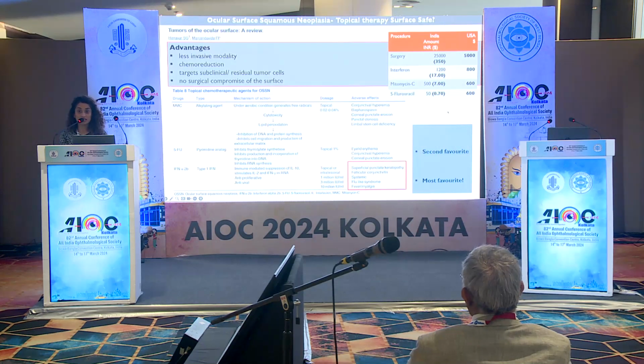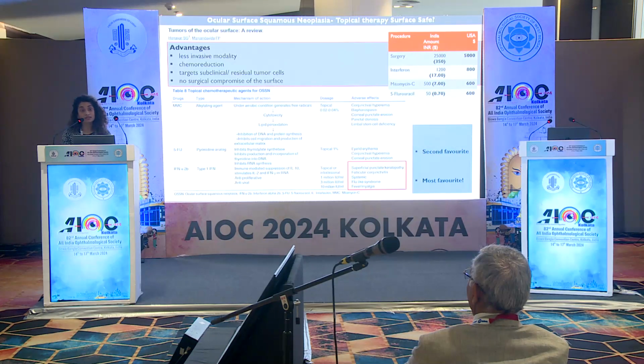It's less than 50 rupees a vial for 5-FU. And interferon comes to around 1,200 rupees in India, but it's slightly more expensive in the United States of America. That's about $17 in Indian terms. But it is affordable for our patients when you compare it to the surgery.